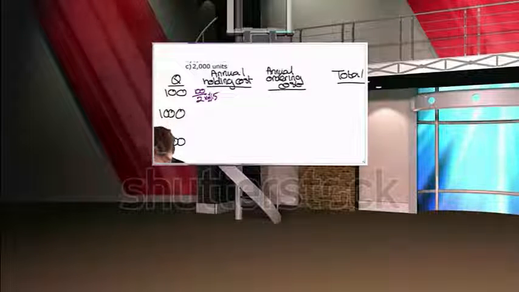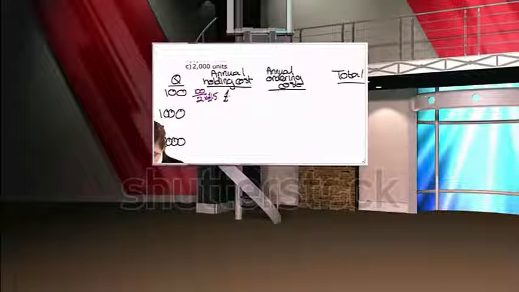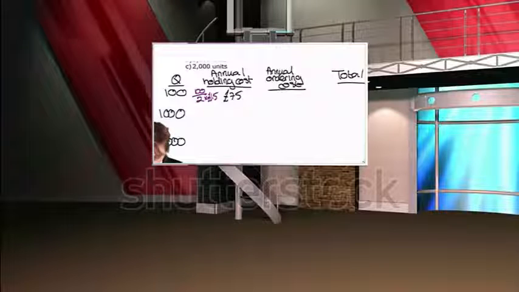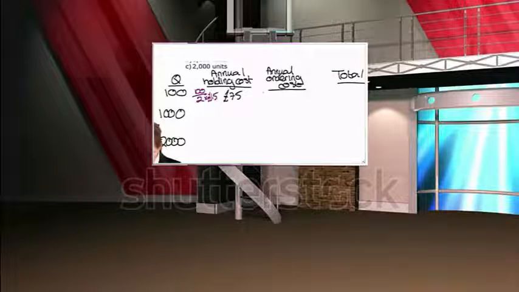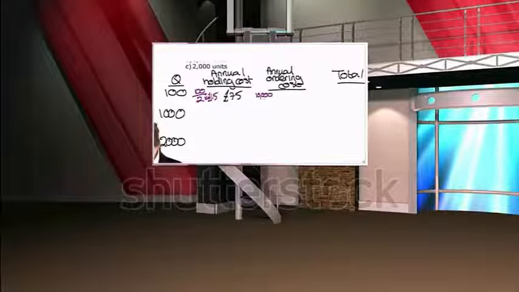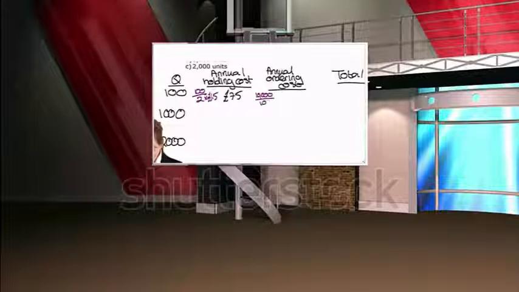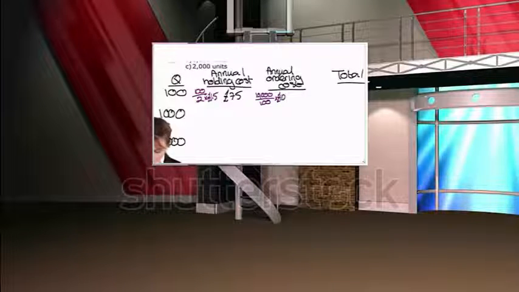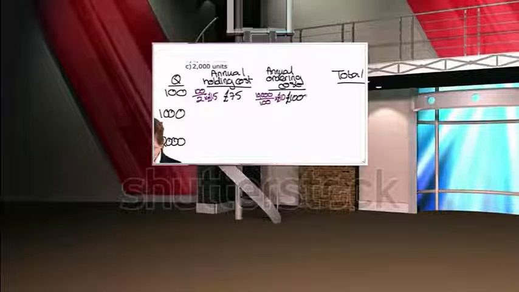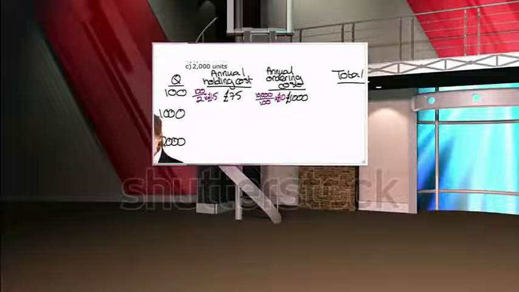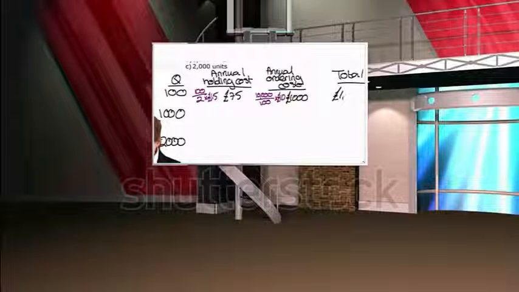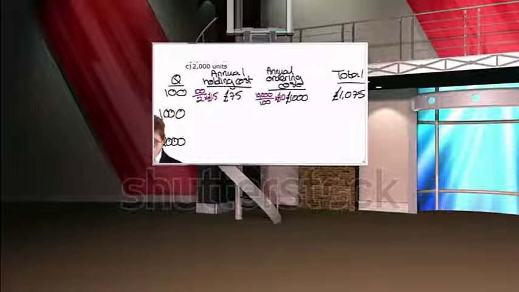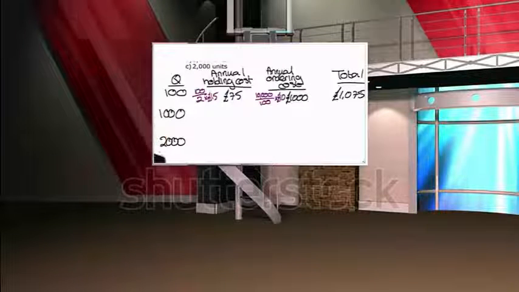When you work that through, you should get 75. Our annual ordering costs at this order quantity will be our demand of 10,000 divided by the order quantity of 100 multiplied by 10. So we get 1,000. If we sum the two together then, we get 1,075.